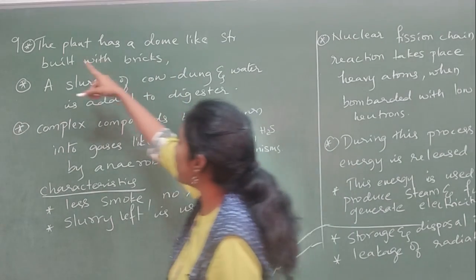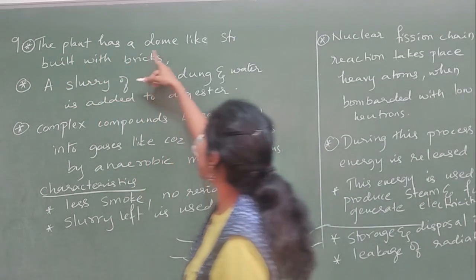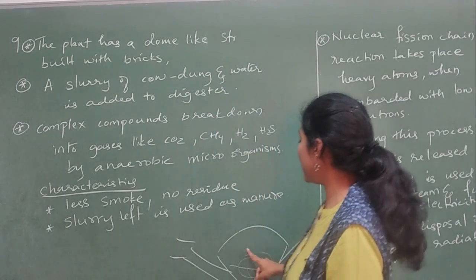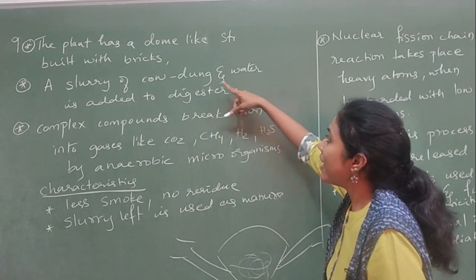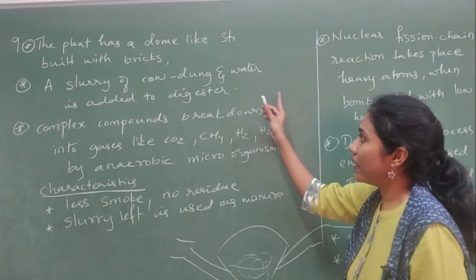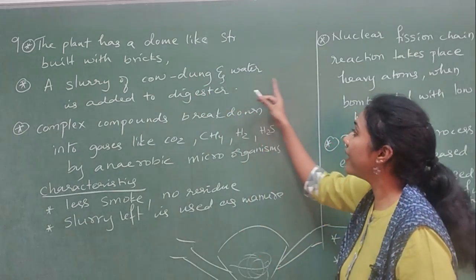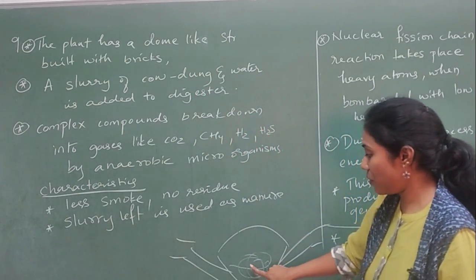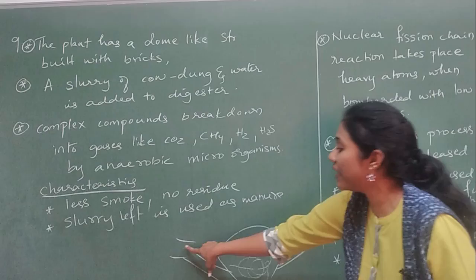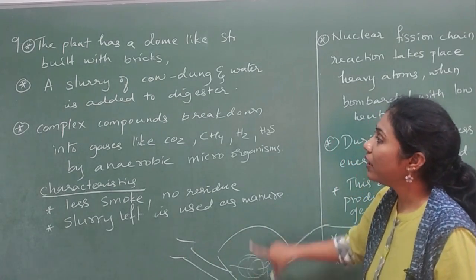Look at the points that I have written. The plant has a dome-like structure built with bricks. Later, a slurry of cow dung and water, that means a mixture of cow dung and water, is added to the digester. This is the main compartment, the digester. From here we will add it, and it will go here.